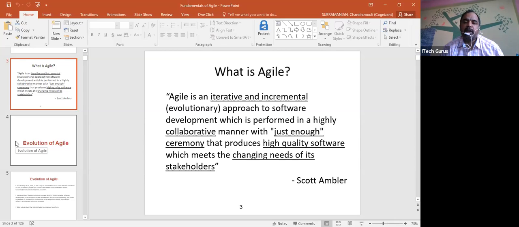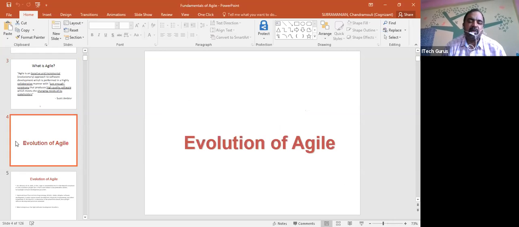So we talked about the 5 keywords. You need to keep this in mind whenever somebody asks what is agile. Don't say just iterative, change driven, incremental. We need to use all the things. Agile is an iterative and incremental way of developing something, in a highly collaborative fashion, with just enough ceremony, high quality software output, and based on the changing needs of the stakeholder. So that is the full definition of what is agile. This is a definition given by Scott Ambler. Keep that in mind.